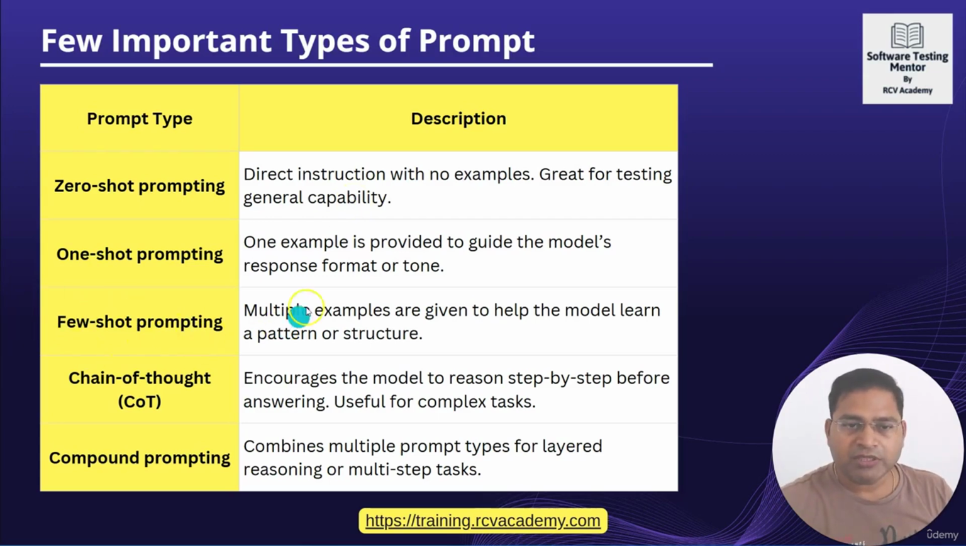Now, few-shot prompting is wherein you are giving multiple examples to the LLM to show the pattern, so your LLM will be able to learn the pattern of your examples and provide you the answers accordingly. Then you have chain of thought prompting, wherein you encourage the model to reason step by step. You provide certain important steps of reasoning before the LLM goes ahead and provides you the answer.